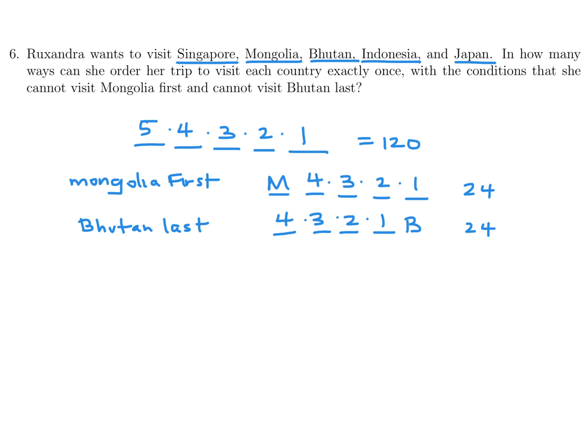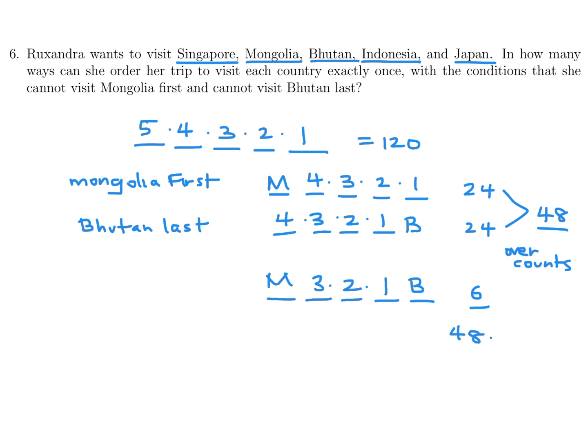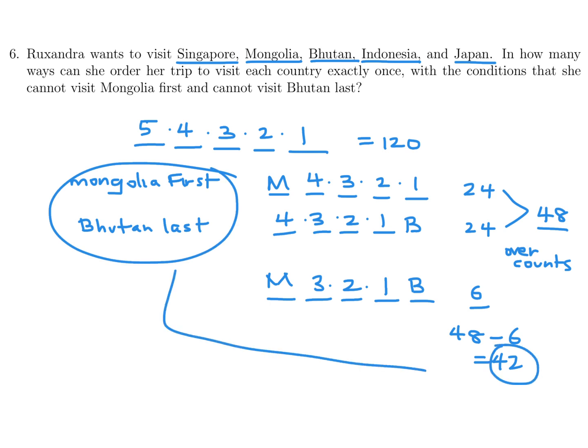But here's the thing. This total, which is 48, overcounts. And what does it overcount? It overcounts the situation when Mongolia is first and Bhutan is last. Yeah, that's been overcounted. So that this would be 3, 2, 1. So that's 6. So this overcounts by 6. So you have to subtract from 48, that's 6, and you get 42. So 42 is how many situations you have Mongolia first or Bhutan last.